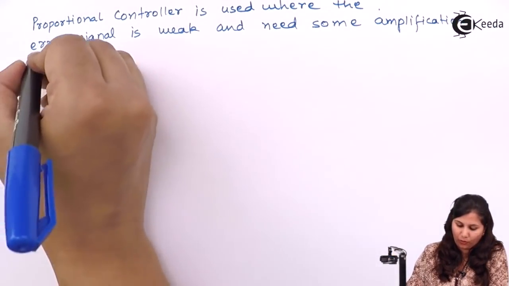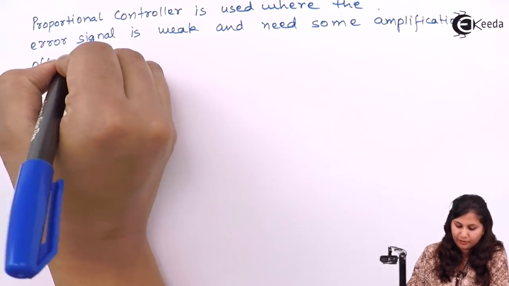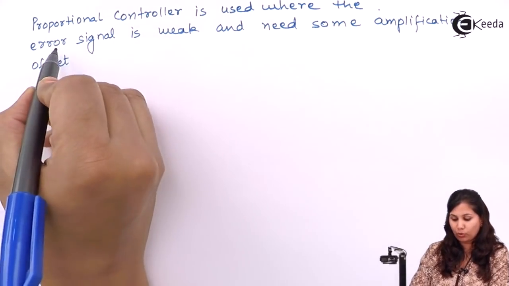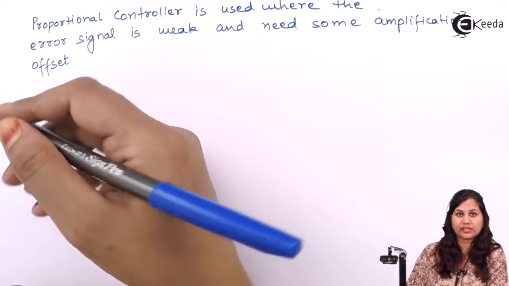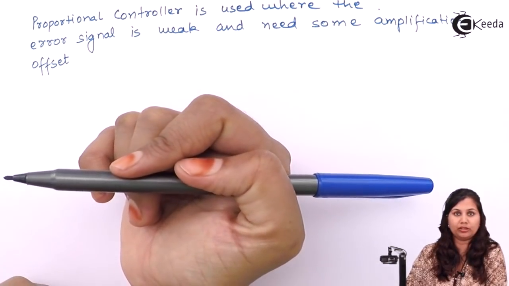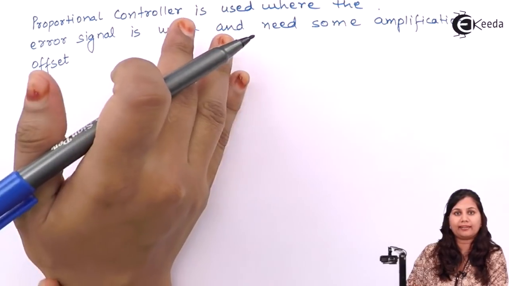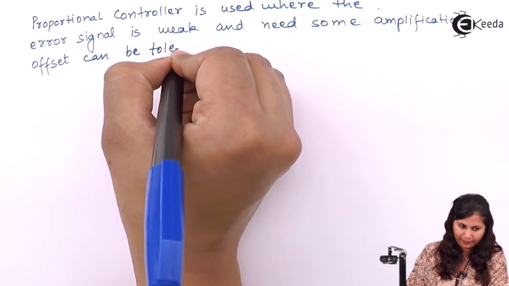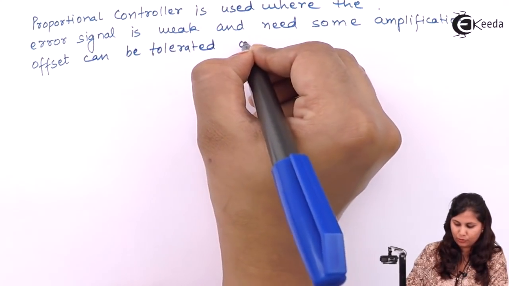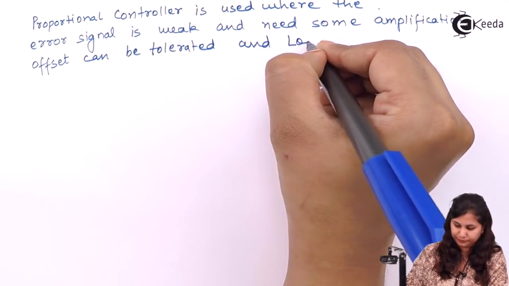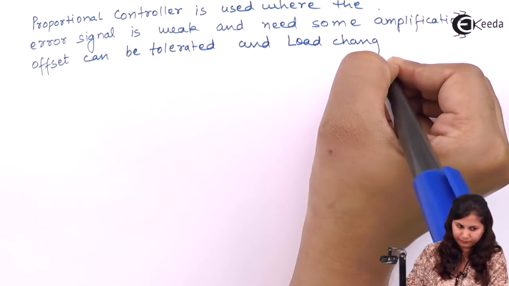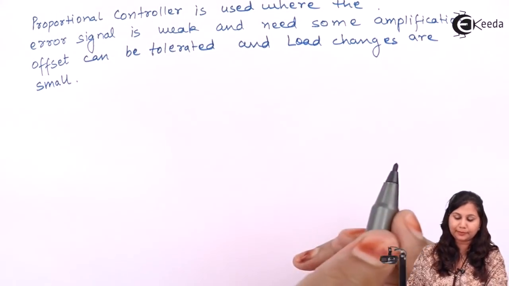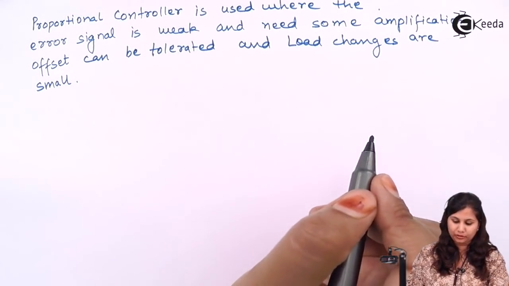Also, it is used where offset can be tolerated, because the proportional controller introduces offset in the system. So if we want to amplify the error signal, offsets will be introduced if we are using the proportional controller. So it can be used only at those places where offset can be tolerated and load changes are small. So these are the places where we can use the proportional controller.